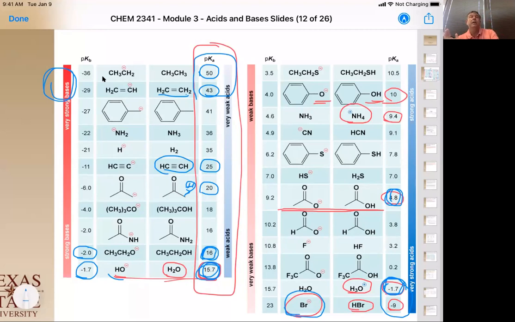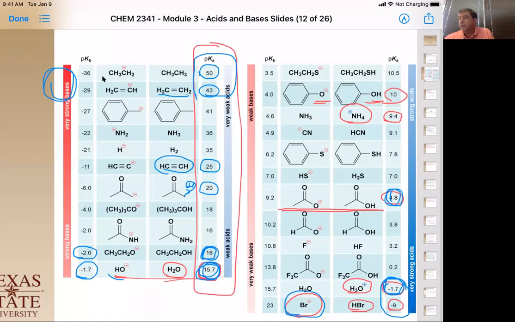So get that kind of straight in your head, that a very weak acid is a very strong base. And so you need a very, very strong base to even stronger base to remove hydrogens from those acids. Okay, questions about that inverse proportionality between very strong acid and very weak base? Or very weak acid and very strong base?